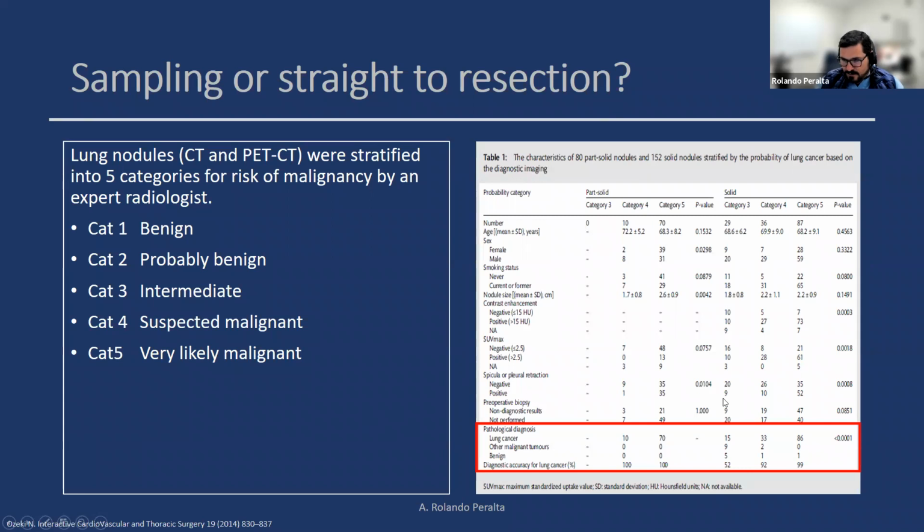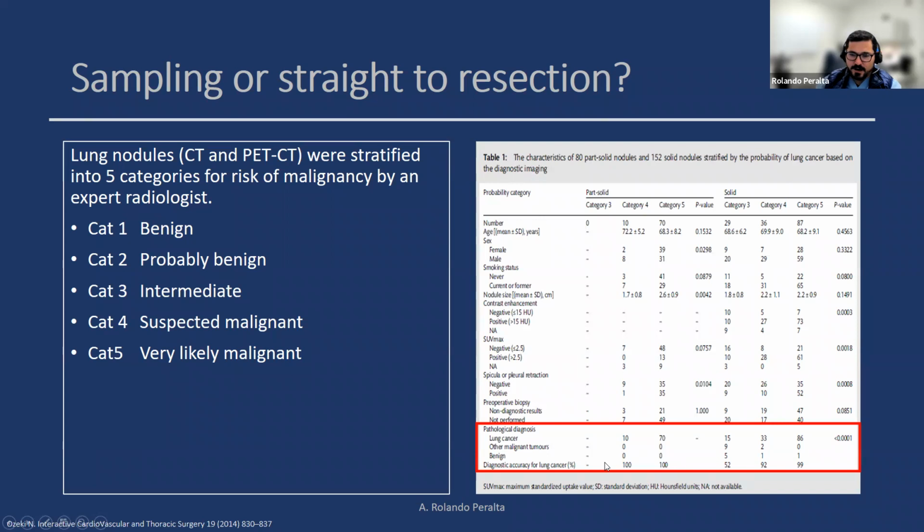The important things here, if you look at category 4 and 5, which are likely to be malignant, out of 36 for category 4, only one was benign. And out of 87, only one was benign for category 5. So what that tells you is that even from a radiological standpoint, if something is suspected or likely to be malignant, you can probably go straight to resection. All right. And category 4 and 5 for subsolid nodules or part solid was 100%. Okay.